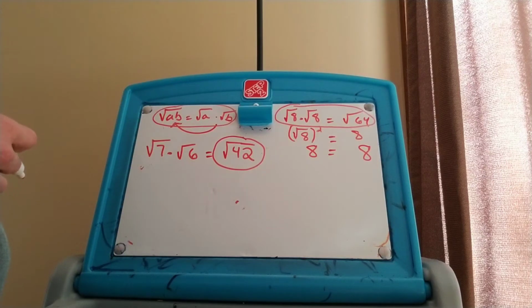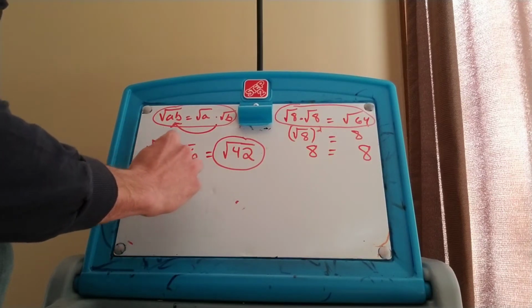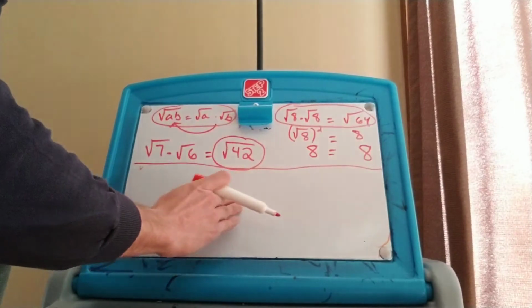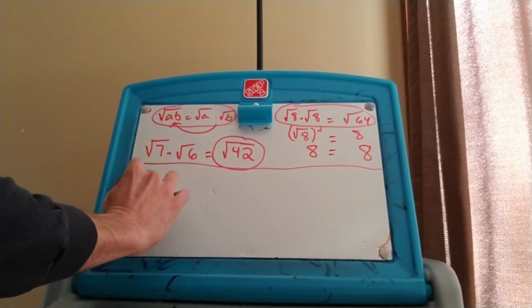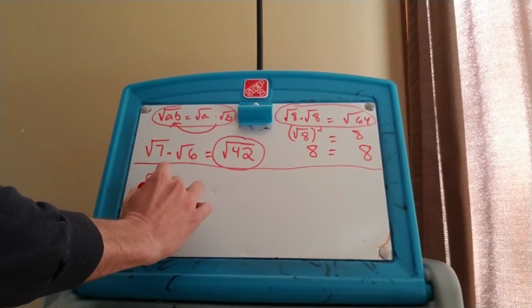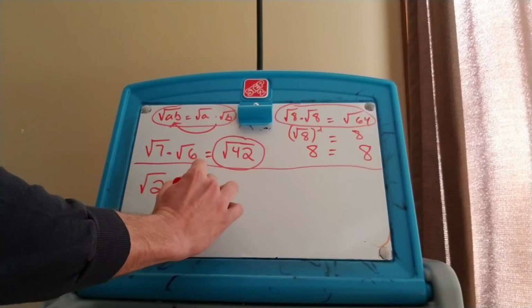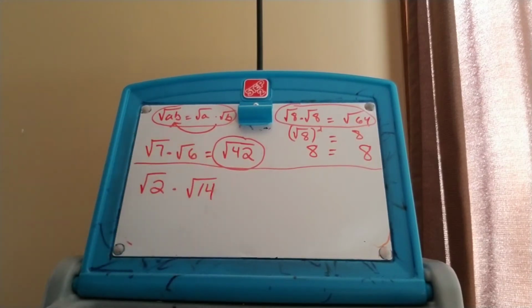We are done. All right, so let's look at some that are going to involve an extra step, and we're going to have to simplify even after we multiply. So we'll keep it with an easy one. Let's do the square root of 2 times the square root of 14, or rad 2 times rad 14.